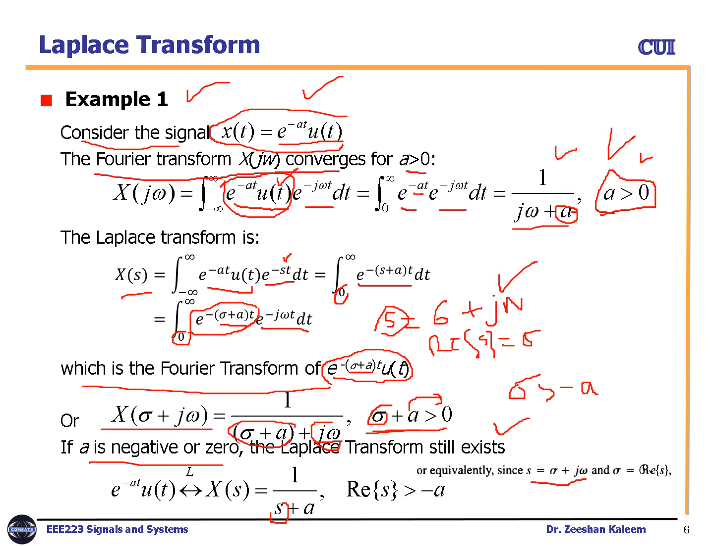Since s is equal to sigma plus j omega, and the real part of s is sigma, instead of sigma you can write the real of s should be greater than minus a. So we concluded that for e to the minus a t u(t), the Laplace transform is 1 over s plus a, where the real of s should be greater than minus a. This will be the condition, right? And we also concluded that for a negative or 0, the Laplace transform still exists.